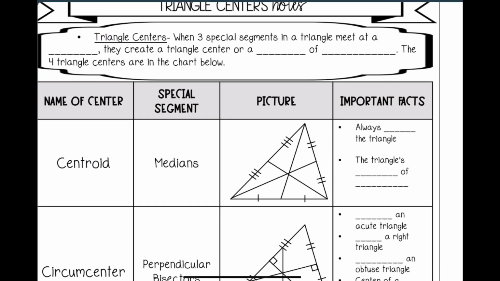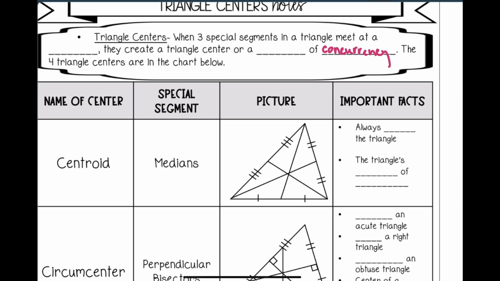Okay, we're going to the next page. Triangle centers. When 3 special segments in a triangle meet at a point, they create a triangle center, or a point of concurrency. This is how you spell concurrency. The 4 triangle centers are in the chart below. So first space is point, second one's point, and the next one's concurrency.